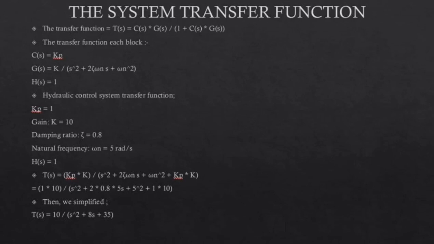For the hydraulic control system transfer function, we put Kp equal to 1, gain K equal to 10, damping ratio zeta equal to 0.8, natural frequency omega n equal to 5 radian per second, and s equal to 1. We put the values into this equation: 1 multiplied with 10 divided by s squared plus 2 multiplied with 0.8 multiplied with 5s plus 5 squared plus 1 multiplied with 10. Then we can simplify T(s) equal to 10 divided by s squared plus 8s plus 35.